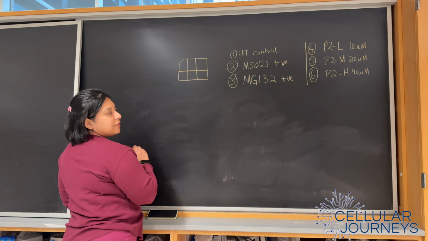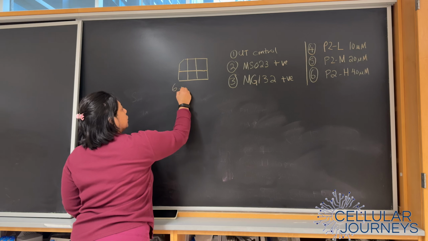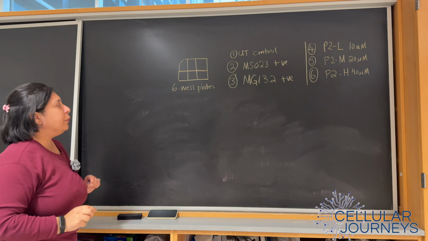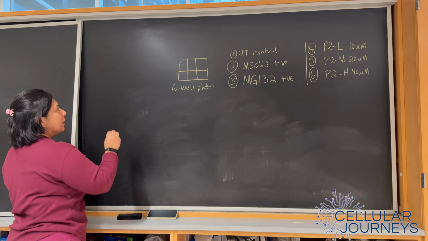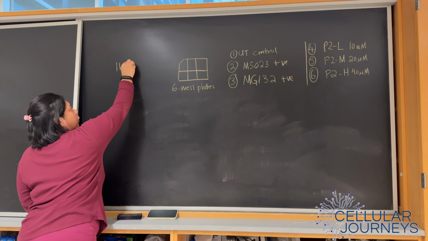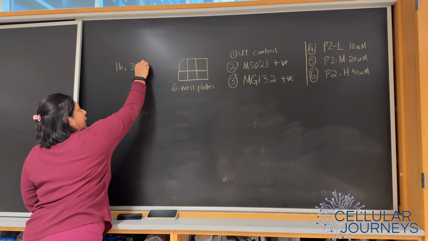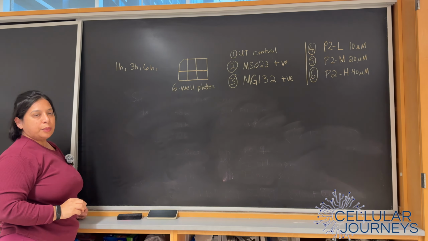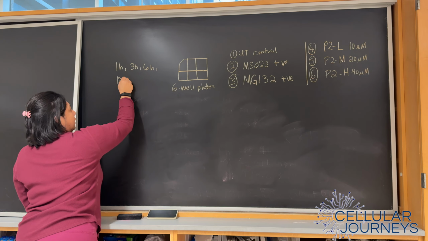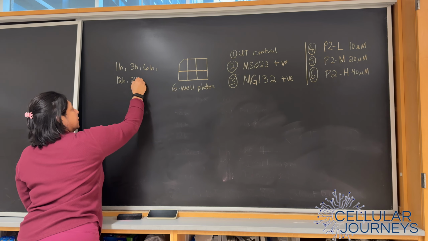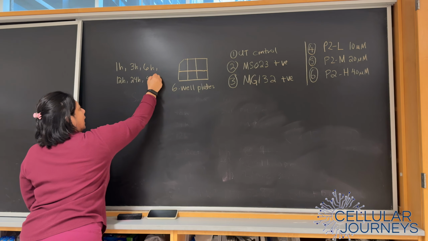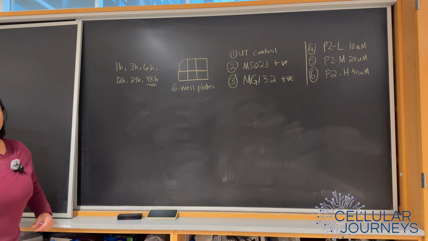And so because we have 6 samples, we decided that we were going to use 6 well plates. And we're going to have 1 plate per time point. And our time points are going to be 1 hour, 3 hour, 6 hour, 12 hour, 24 hours, and then the last one is going to be a 48-hour time point.